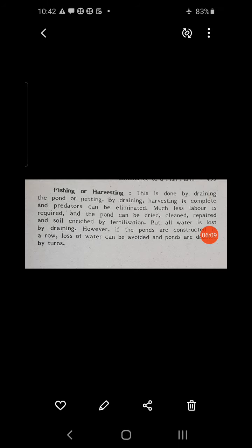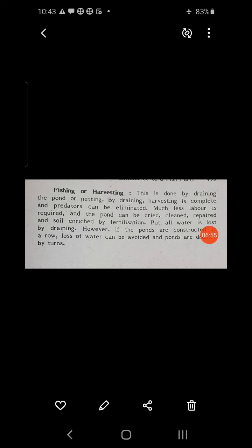Then the last point, that is fishing or harvesting. Now, what happens when we do all these things, the construction of the fish pond, maintenance, fertilization, liming? All these things are done to make the fish grow fast, and after the growth is complete, we need fish harvesting or fishing. This is done by draining the pond or netting. Draining the pond means all the water is removed slowly and the fish are collected. Another method is netting.